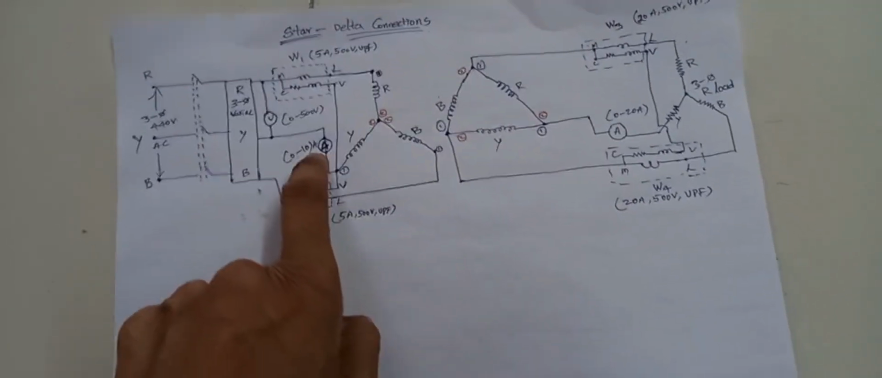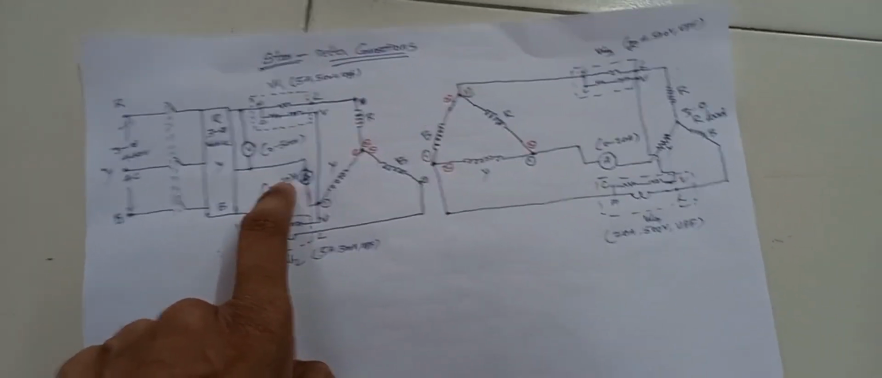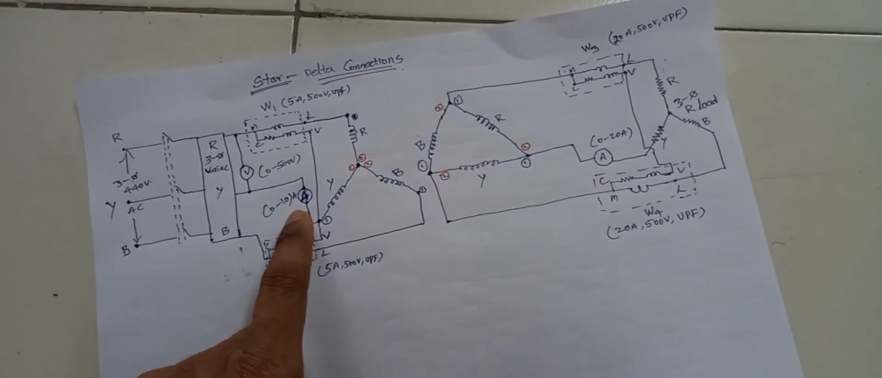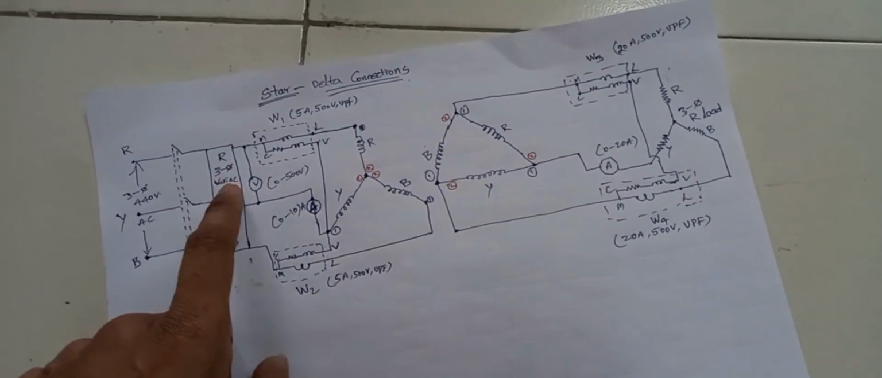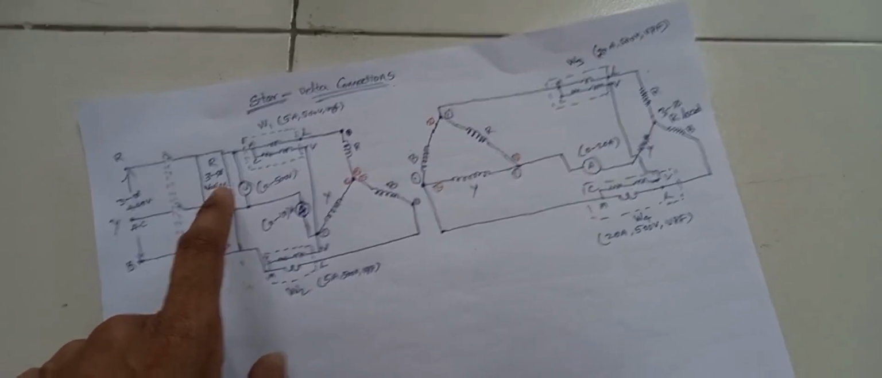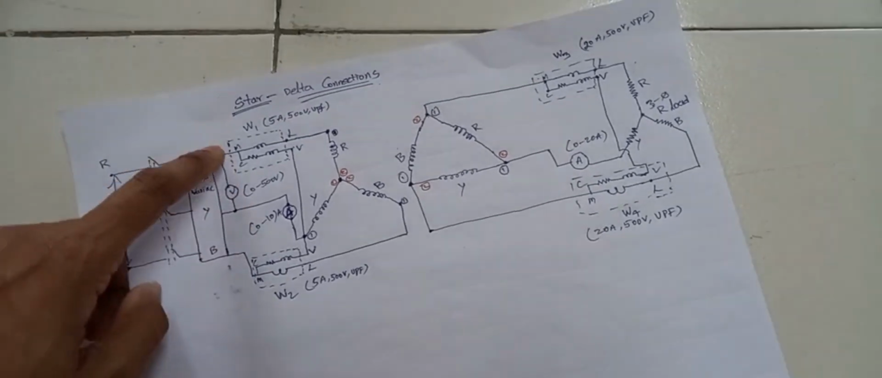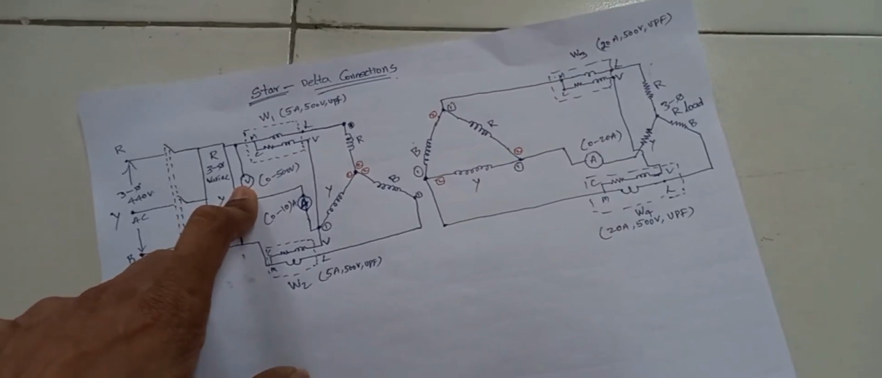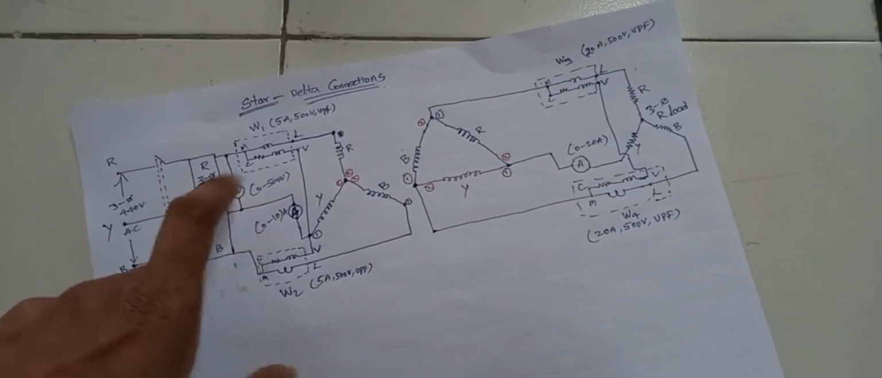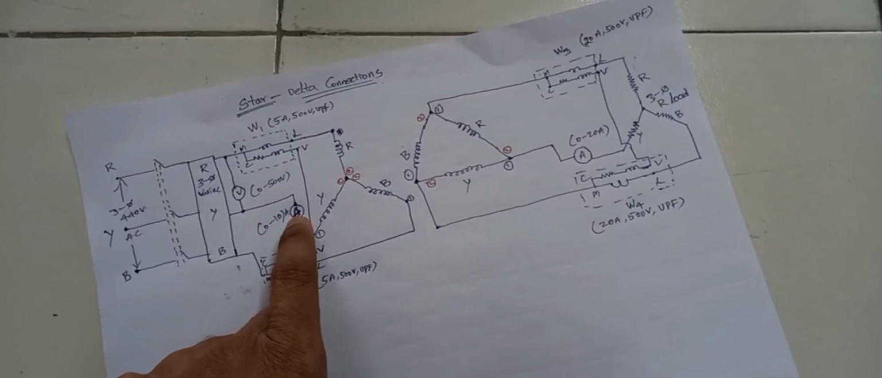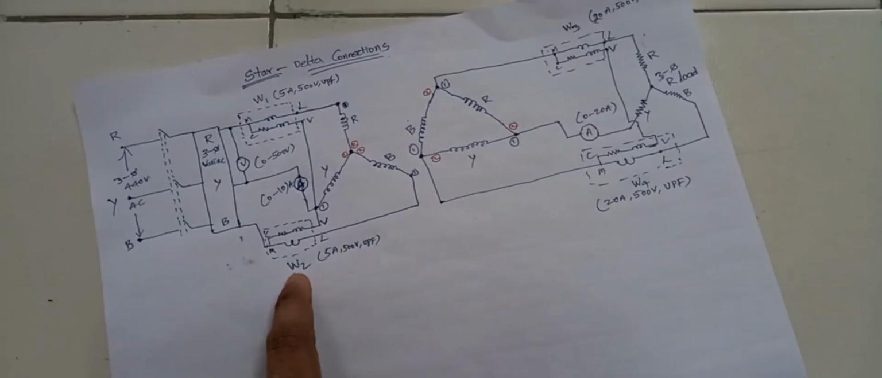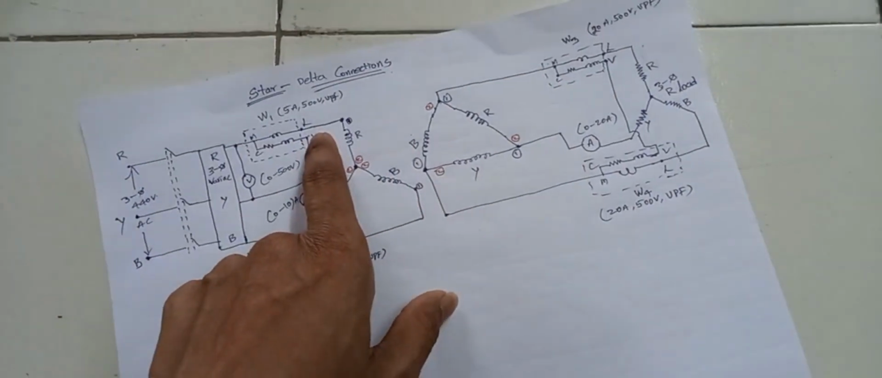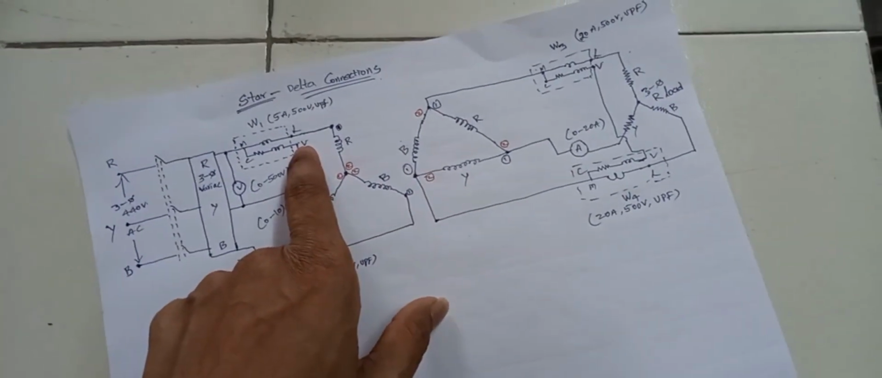But this one is a balanced 3-phase power supply, no? That's why in all the phases it is the same current only. So I have taken only 1 ammeter and 1 voltmeter, 1 voltmeter in between 2 phases. This one is the line voltage, okay, and this one is the ammeter for the Y phase. And here we are taking 1 wattmeter for the B phase and another wattmeter for the R phase, okay.